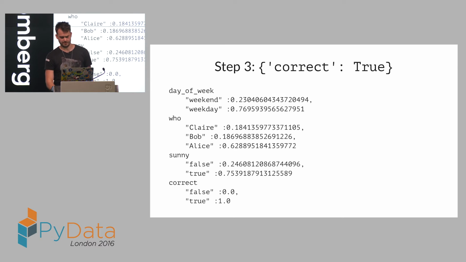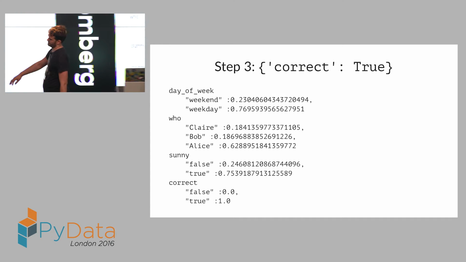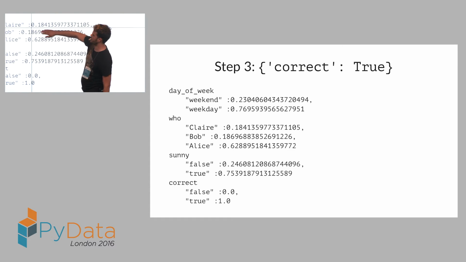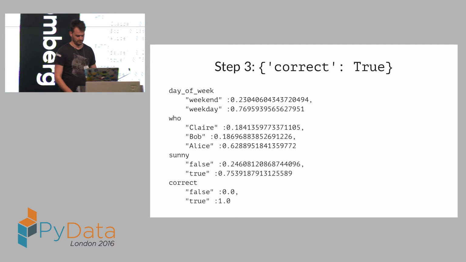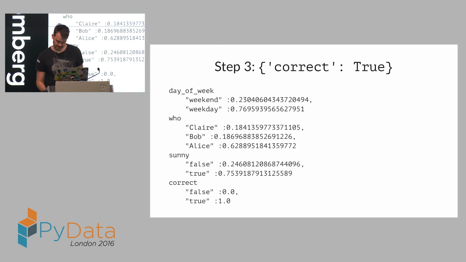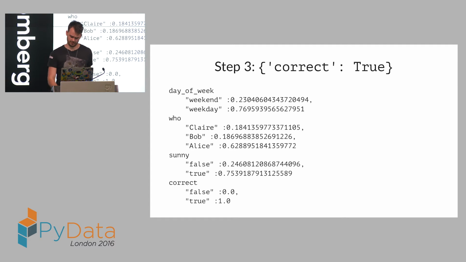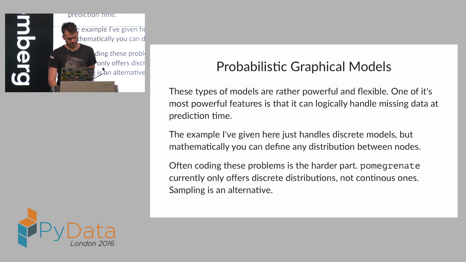So if the weather's predicted correctly, it's able to infer that it was most likely Alice, but it could have also been Bob, and it could have also been Claire. But the main interesting thing here is, at prediction time, given different data sets, this kind of system is able to deal with it. So these types of models are very powerful and flexible, and one of its most powerful features is that it can logically handle missing data at prediction time.